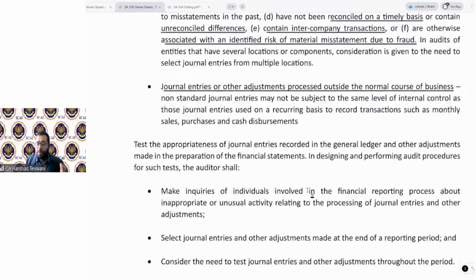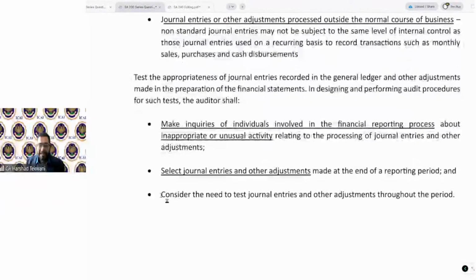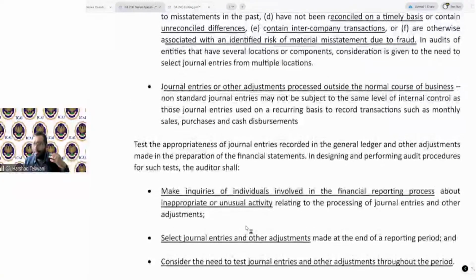Before designing the audit procedures for the journal entries, I'll make inquiries of the individuals involved in the financial reporting process about any unusual activity, to understand any inappropriate or unusual activity. I'll select journal entries and other adjustments based on the above criteria that we discussed. And I'll consider the need to test journal entries and other adjustments throughout the period, and accordingly the evidence I'll get from the testing.